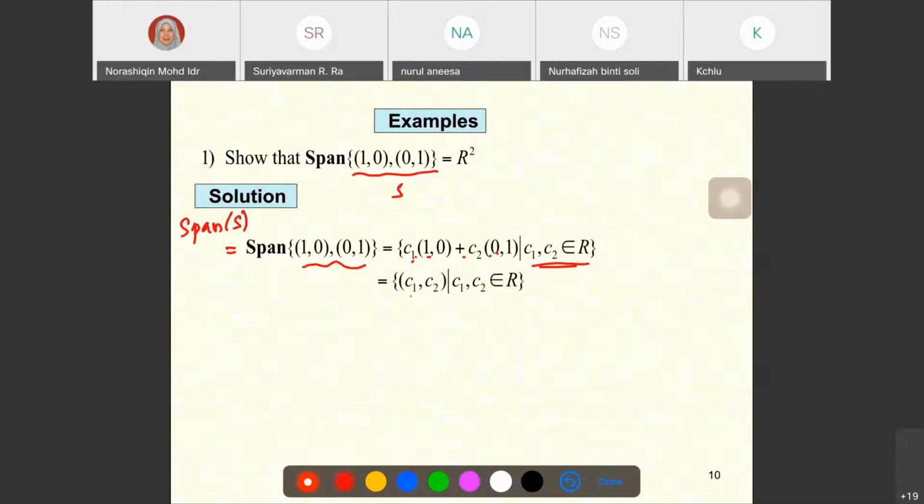But what is this actually? We can write this as (x, y), where x, y are in R. If we look, this is what? All (x, y) in R. This is R squared, any real numbers x and y. Can you see that? So we say that the span of this set is equal to R squared.